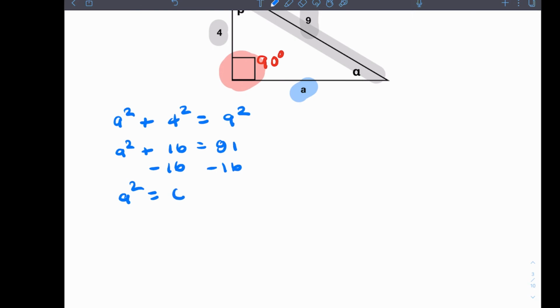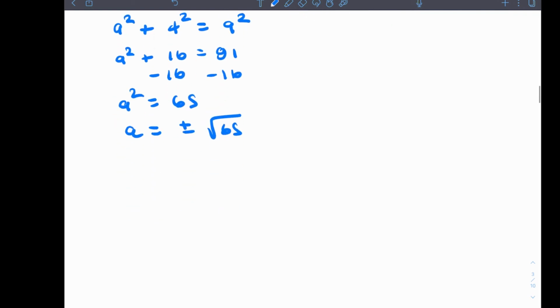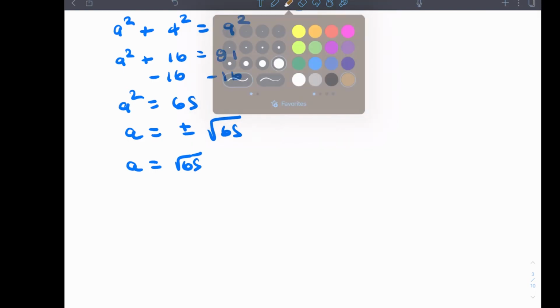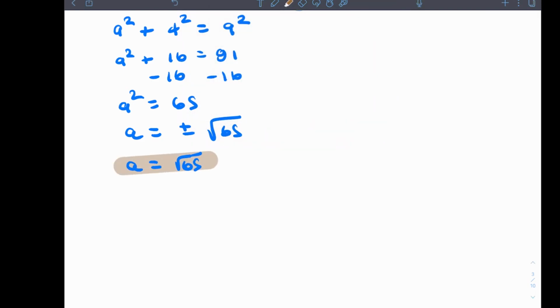$65, is that right? All right, now what is A by the square root formula? Plus or minus square root of 65. And so A is going to be the square root of 65, is that right? Now, is that radical simplified? It sure is. Good job. It's already simplified. Good. Okay.